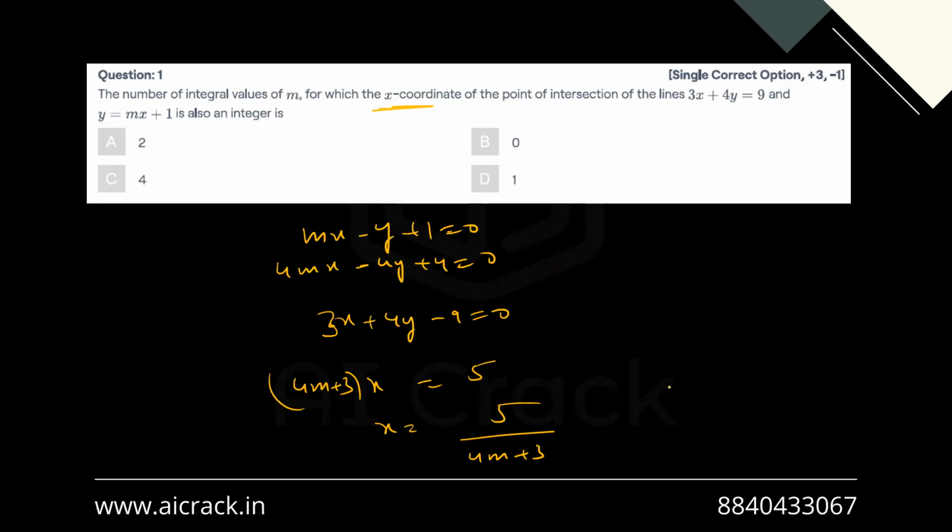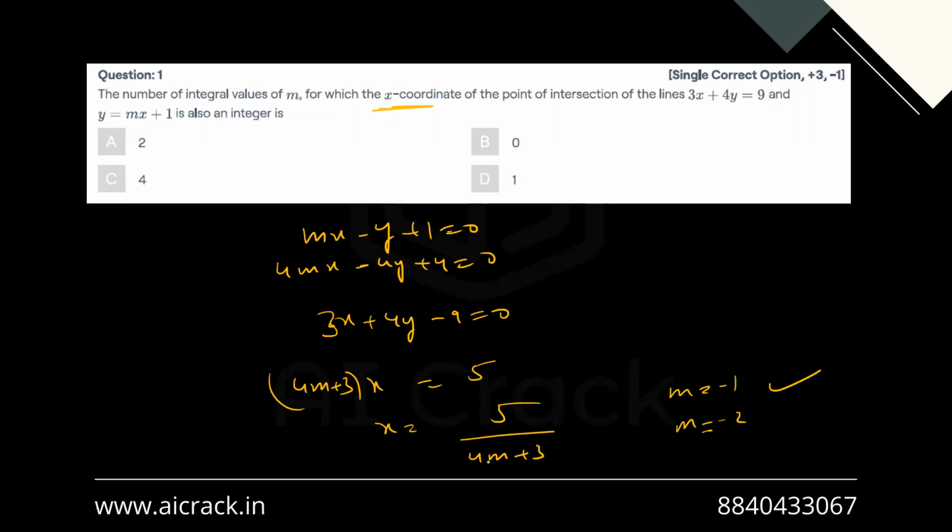Now, if I take m = -1, that would become -4 and that plus 3 would give us -1 in the denominator. So that would make it x = -5. So m = -1 is one possible number. And if I take m = -2, that would make it -8 + 3, so that becomes -5 in the denominator. And that again gives us x = -1. So m = -2 works.